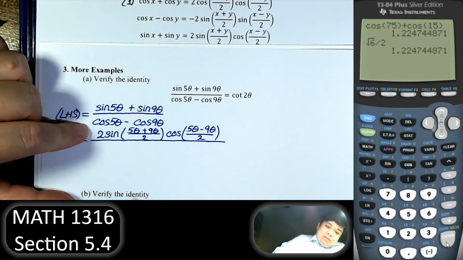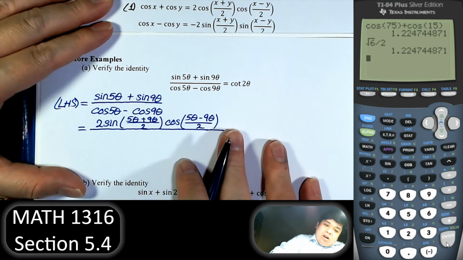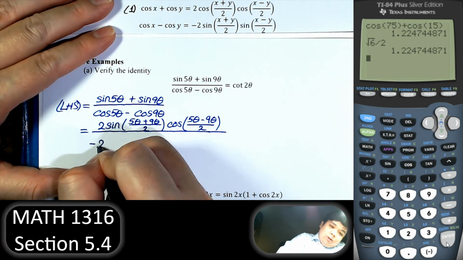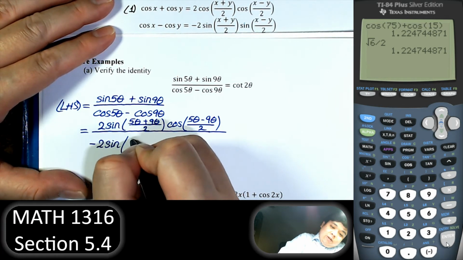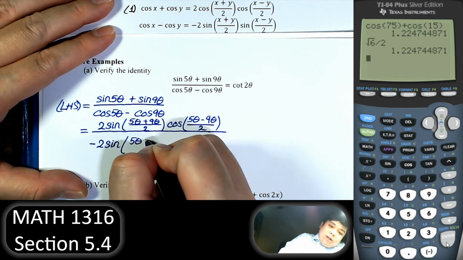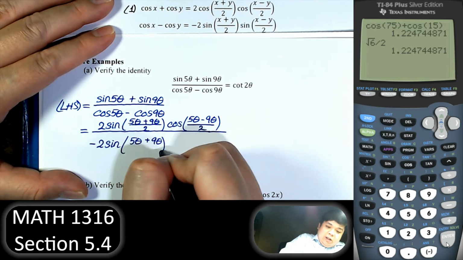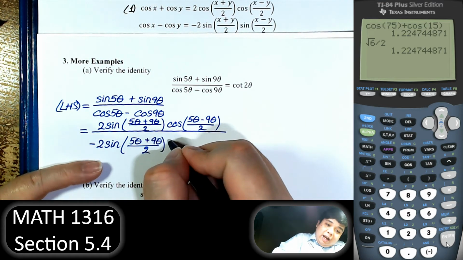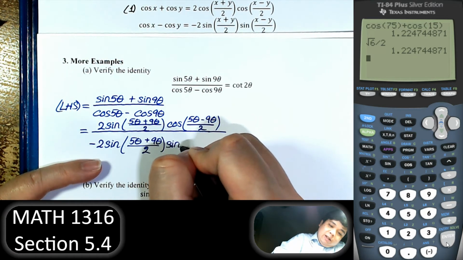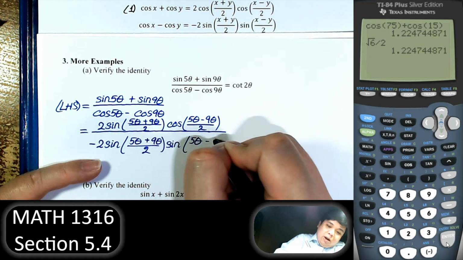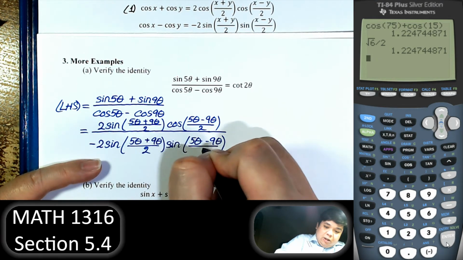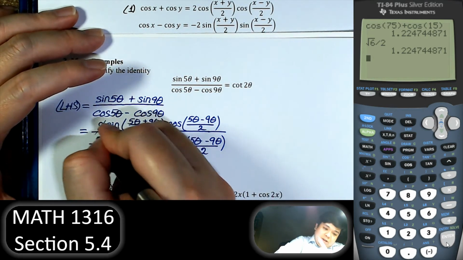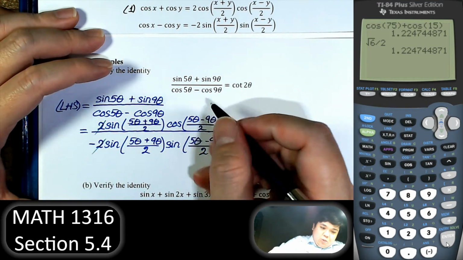The bottom, cosine minus cosine is going to be negative 2 sine of 5 plus 9 divided by 2, 5 theta and 9 theta, of course. And then sine of 5 minus 9 divided by 2. Right? 2 and 2 cancel out. It's still negative though.